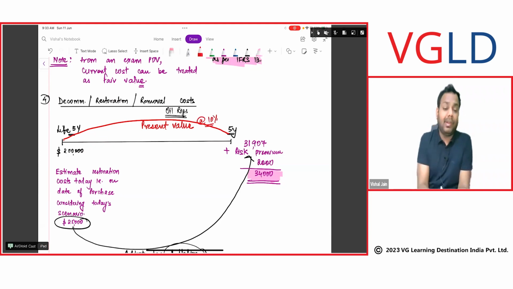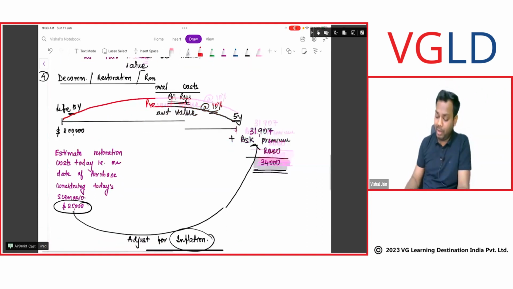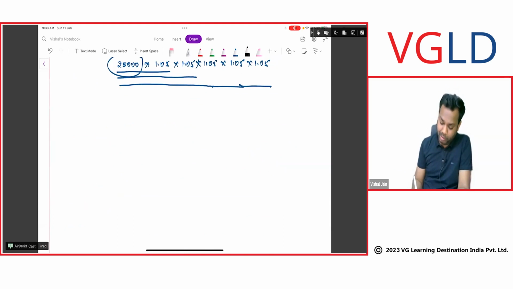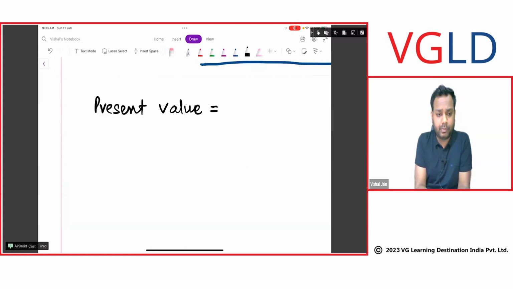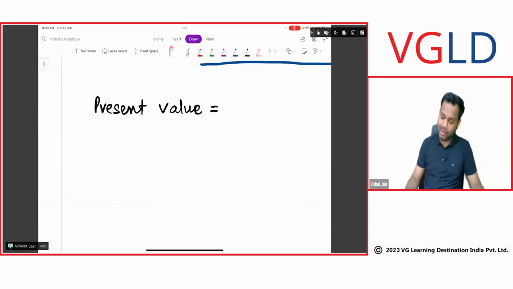10% is the discount rate of that entity. Okay, now what will the amount be? The present value will be equal to what? I believe all of you already know how to calculate the present value. Guys, does anyone not know how to calculate present value? If you don't know, please let me know now. Okay, fine, no worries.